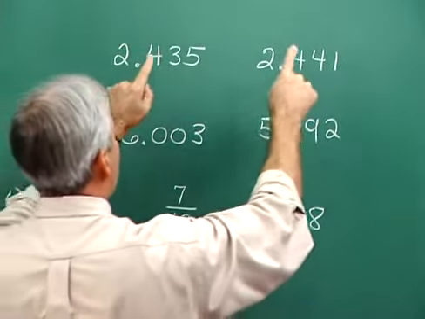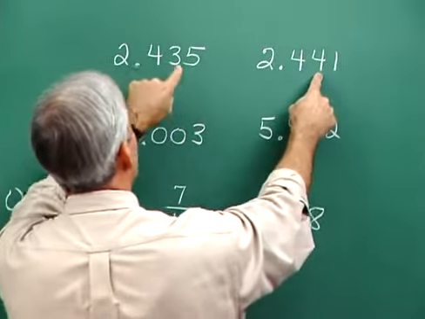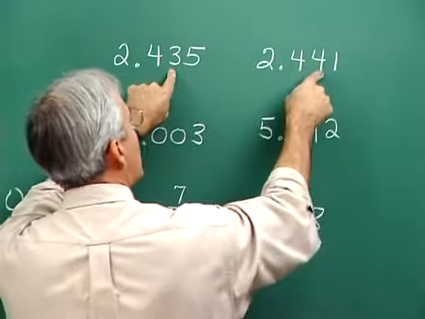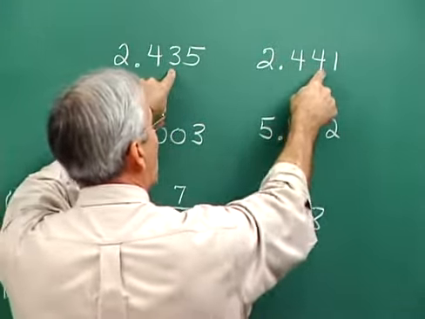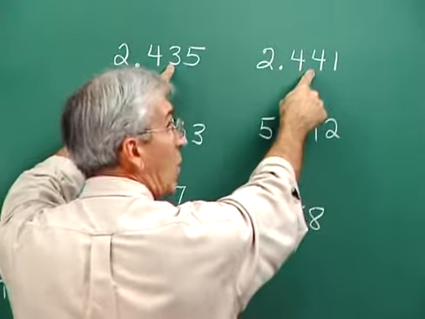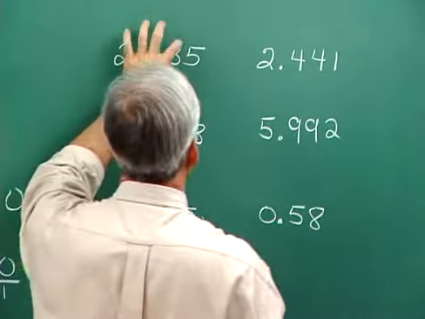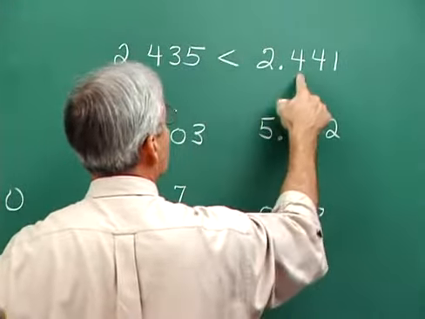And then we slide over one more position to the hundredths position. We have 3 hundredths here, but we have 4 hundredths here. So 4 hundredths is more than 3 hundredths, and therefore this number is a larger number than that one. This one is smaller than that one. So we say that this number is less than this one.